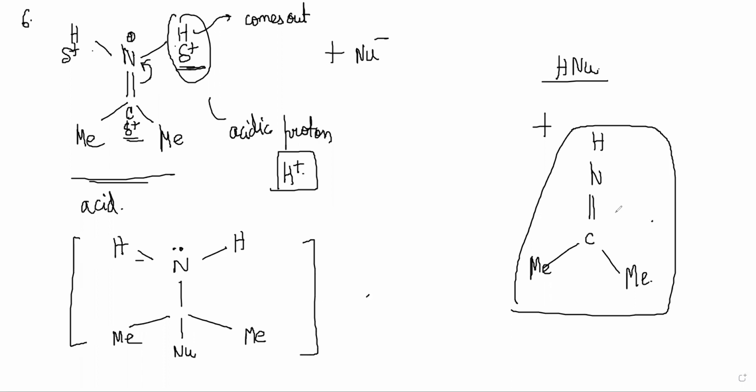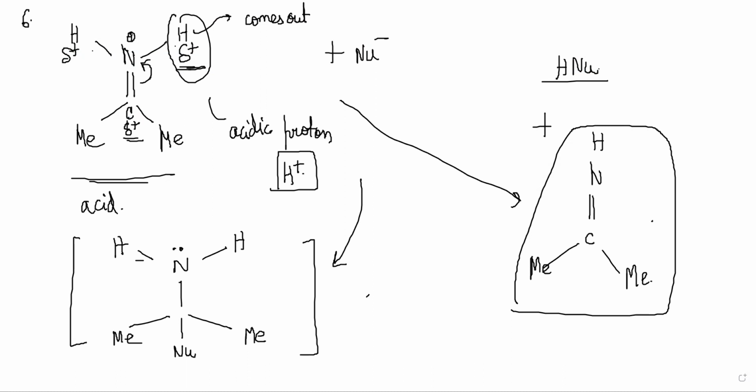Now it depends on which is more stable. What is going to be formed more will depend on which particular path is better. That we will study in chapter 8 or so, acidities, basicities and all. We'll compare these two paths and see what is happening.